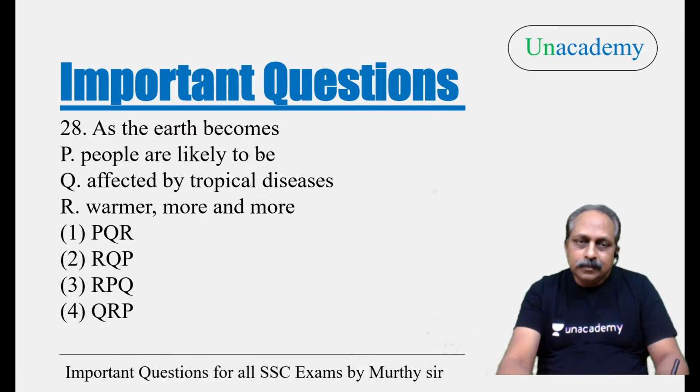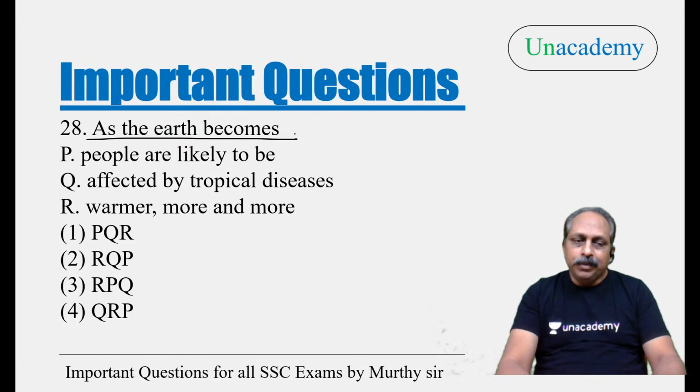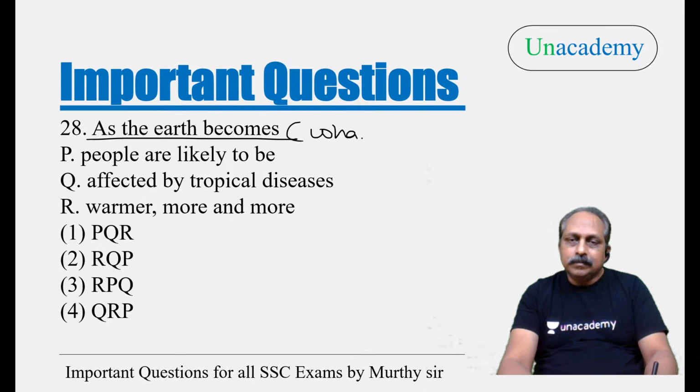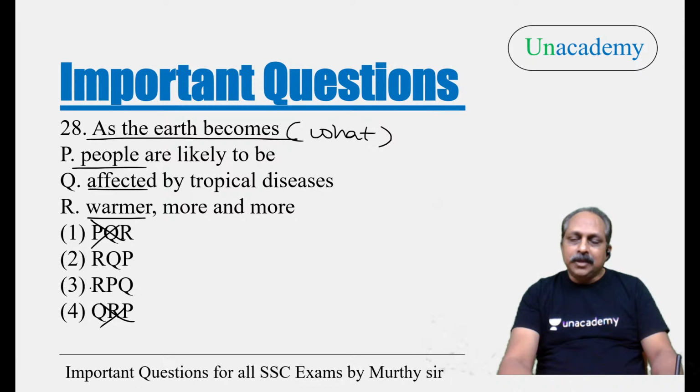Continuity is very important. As the Earth becomes what? You should always ask questions. Then you get the answers, you get the correct order. As the Earth becomes, people are likely to be, okay? As the Earth becomes what? You cannot say people. Becomes affected, becomes warmer. Let us go with R. How many options with R? Ruled out, ruled out. It should be either the second or the third. As the earth becomes warmer, more and more people are likely to be affected by tropical diseases. More and more people. That means what? RP. So, what is the answer based on that?